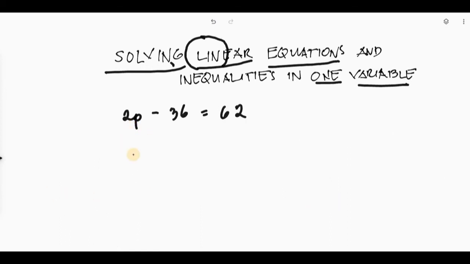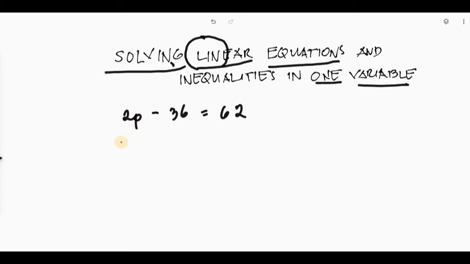Alright, so this time, what we are going to do is to solve for the example, 2p minus 36 equals 62. So, this is a multi-step solution. Kanina may binigyan akong ganitong example. So, again, ituturo ko sa inyo is yung madaling method na lang. If you want the step-by-step solution, you can check that on your book on page 175.